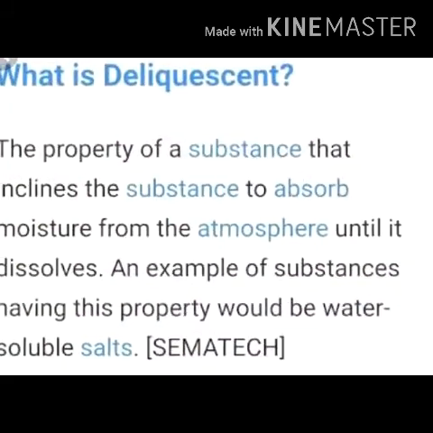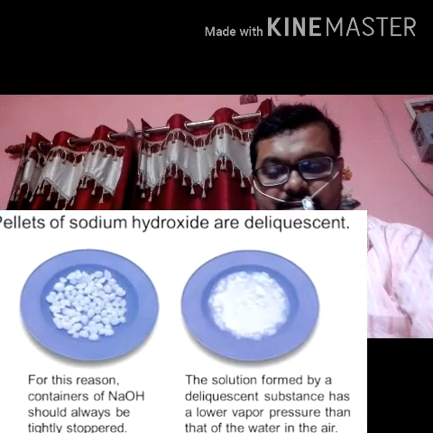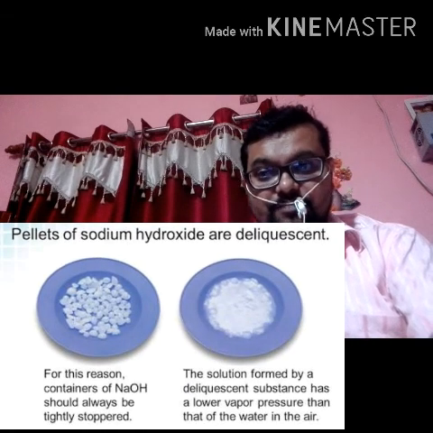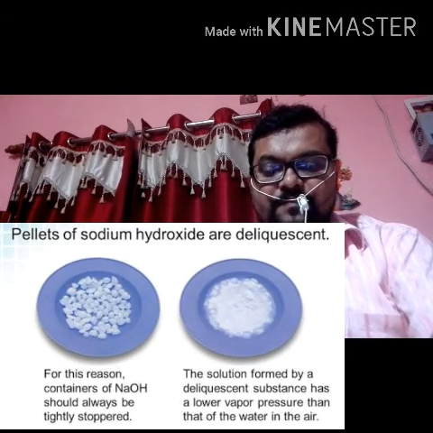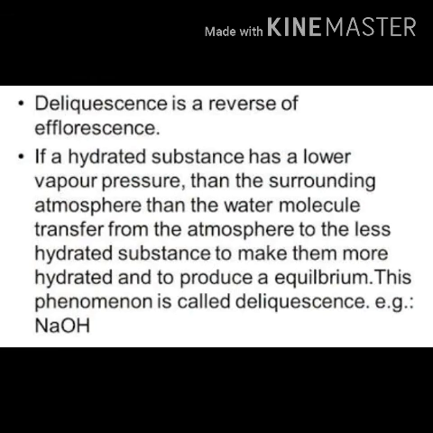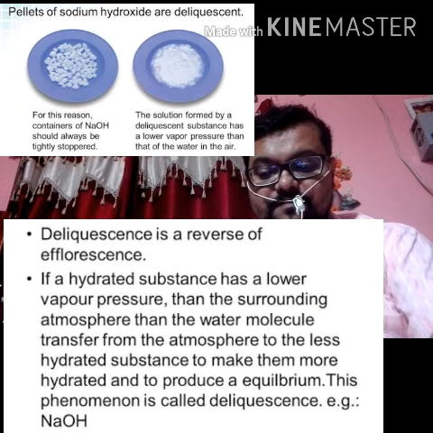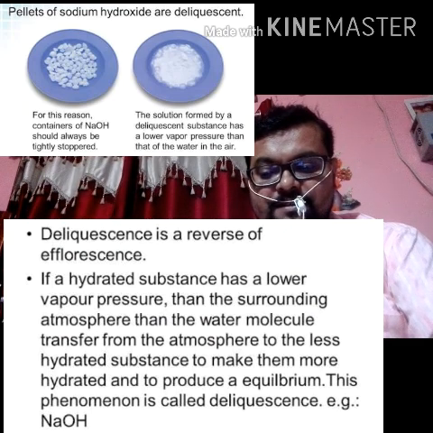Another kind of substance is called deliquescent substances. These are certain anhydrous or partially hydrated salts which can absorb moisture from the air, become moist and finally dissolve in the absorbed water, forming a saturated solution. This property of salts is called deliquescence. It is favored by low temperature and high humidity. Examples are caustic soda, caustic potash, magnesium chloride and calcium chloride.